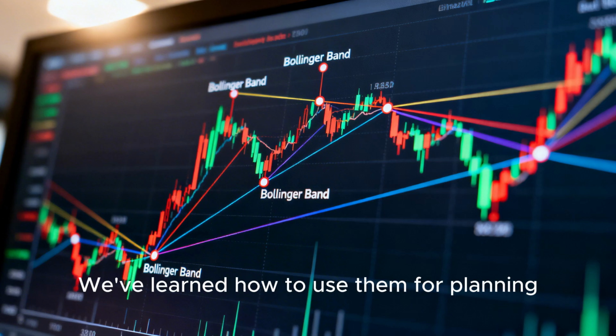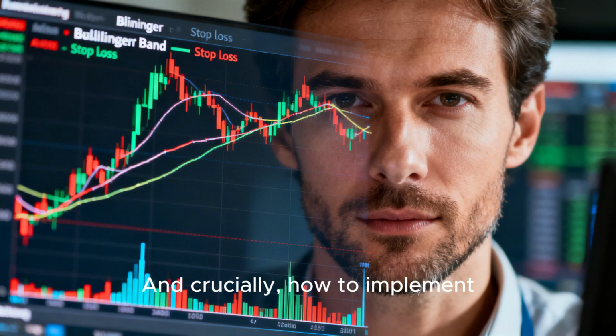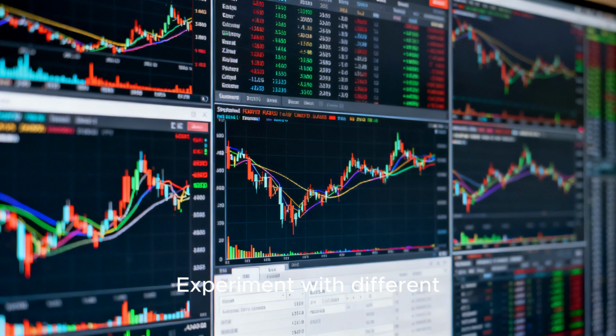We've learned how to use them for planning precise entry and exit points, and crucially, how to implement dynamic risk management strategies with them. Remember, practice and continuous learning are vital for trading success. Experiment with different settings and combine them with other tools.